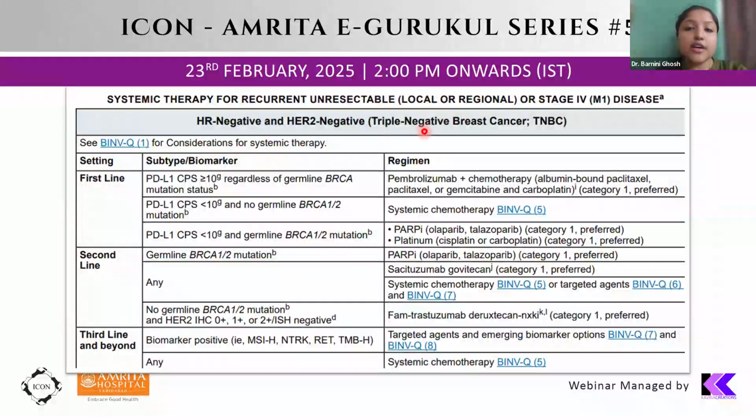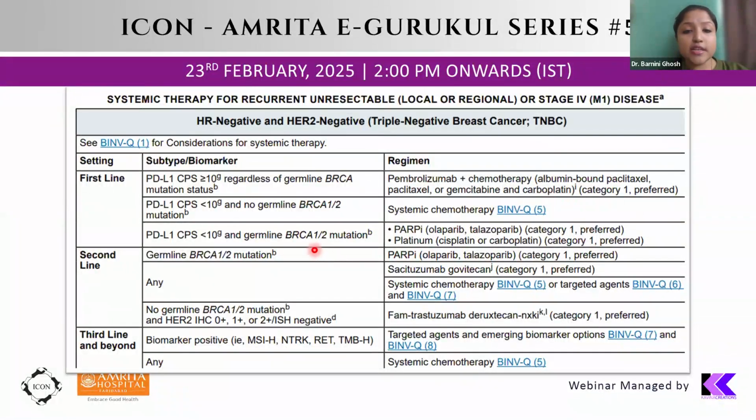So coming to the drugs used in metastatic TNBC. We can see that in the first line setting, there is the option of using pembrolizumab, which is an immunotherapy. So we have to first assess the PD-L1 score. If the combined positive score is more than or equal to 10, then regardless of the germline BRCA mutation status, we may give pembrolizumab along with chemotherapy. The chemotherapy given is carboplatin along with either albumin-bound paclitaxel or gemcitabine.